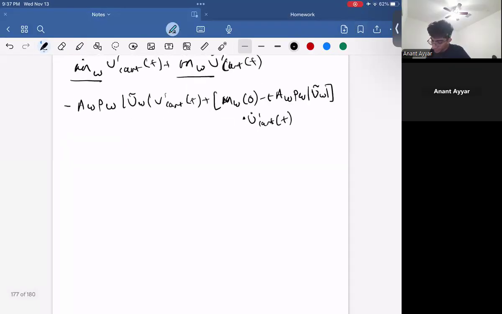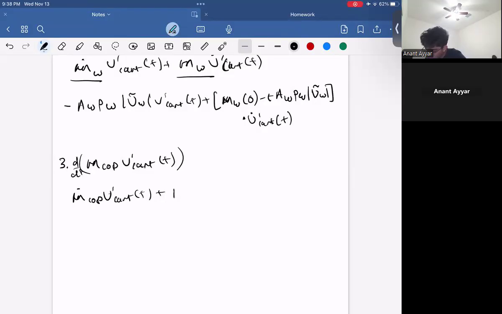Now let's go to the third one. Same thing for 3. So we first have the mass of the copper times the velocity of the cart at time t, which is the momentum because again the big bundle of copper is moving with the cart in the inertial reference frame. Now we take the derivative, we just do a nice d/dt of this. We get m dot copper v prime of the cart at t, and then again product rule, so we get m of the copper v dot prime of the cart at t.